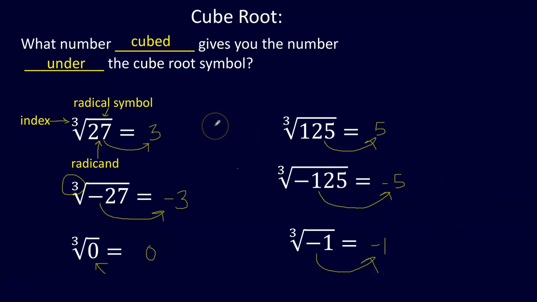This is different than square roots because remember, the result of a square root had 2 answers. It was positive or negative, because a negative number times a negative number is a positive, and a positive number times a positive number is a positive. So that's why there were 2 answers for a square root, but for a cube root, there's only going to be 1 answer.